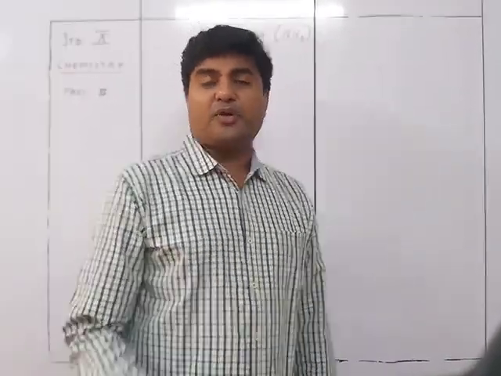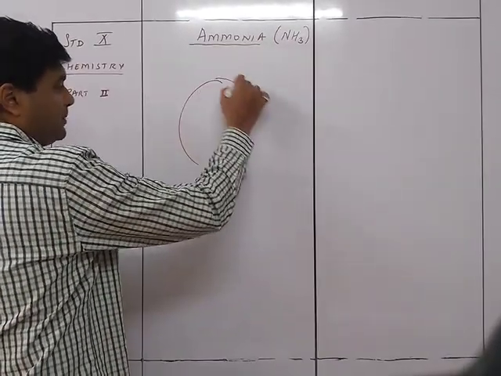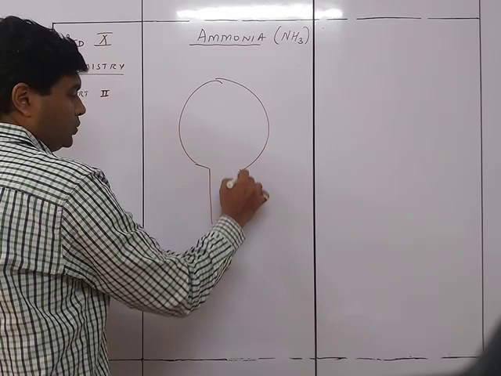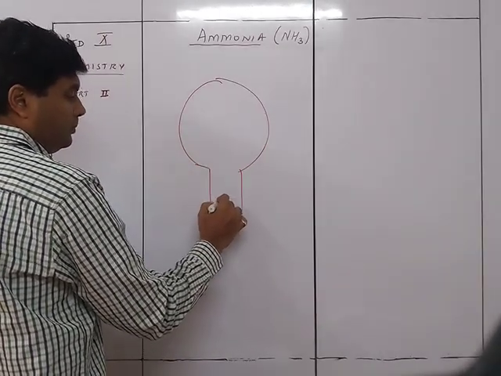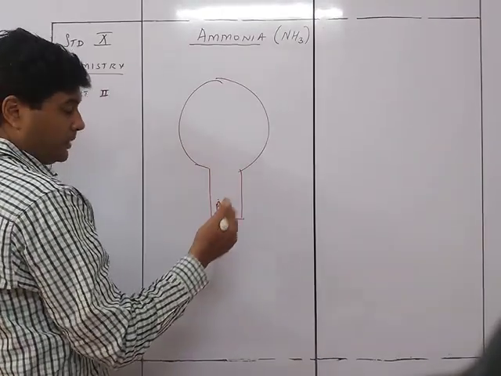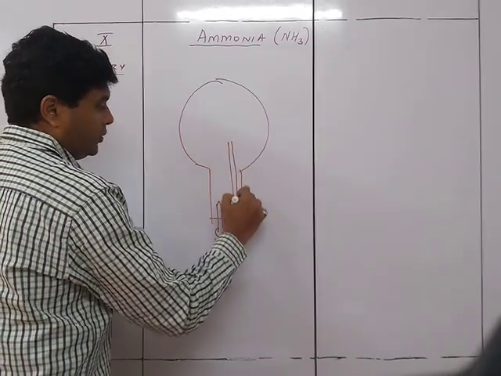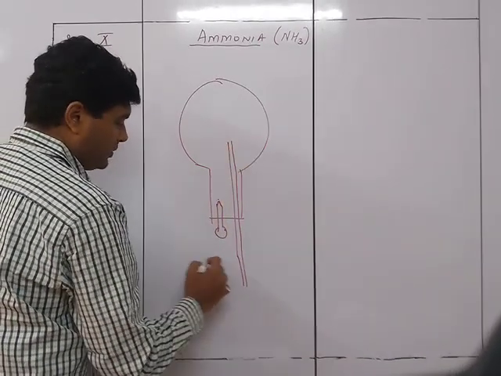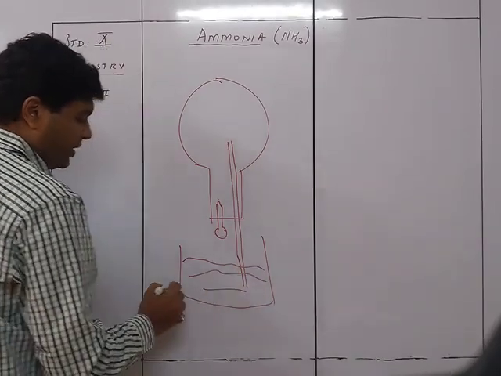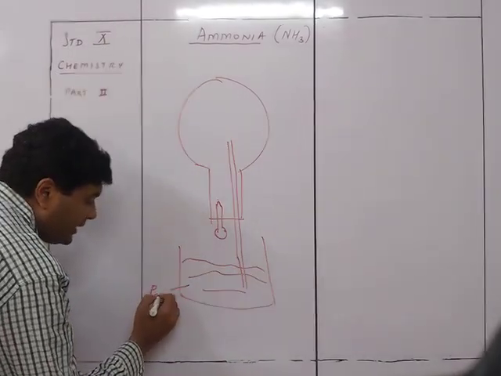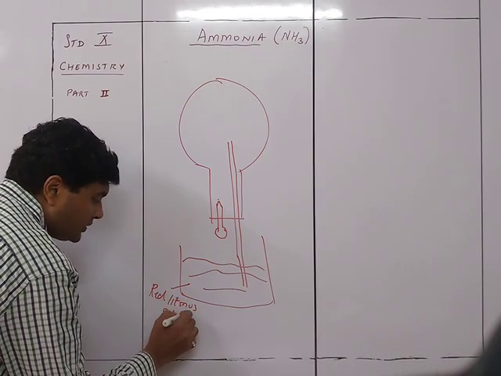Next is the fountain experiment. The fountain experiment is exactly the same. You are going to have the flask completely filled with ammonia, and to this will be connected a rubber tubing, a rubber pump, and then there will be a delivery tube like this, which comes down and goes into a trough of water, and this trough of water will have a red litmus solution.